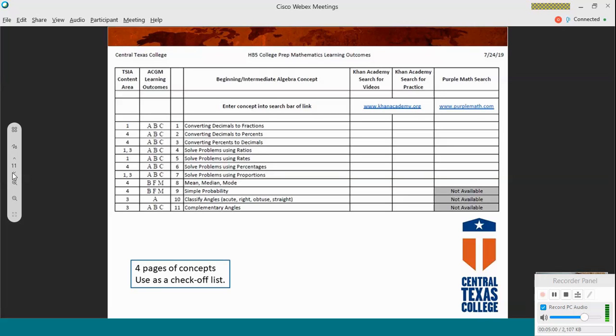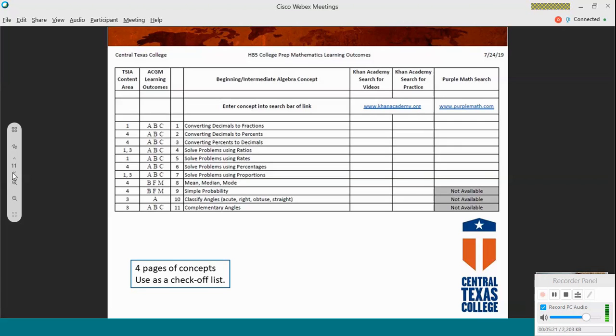If you wanted to circle certain ones that they need to study, before they take the test again, they can work their way down in Khan Academy. And Khan Academy has grown a lot. It now has the practice problems, not just the videos. And then Purple Math also is a really good resource. That's the last column, but not all of the concepts are available.